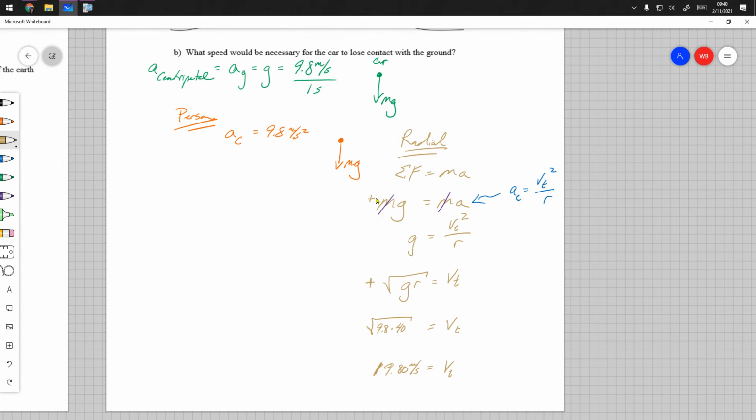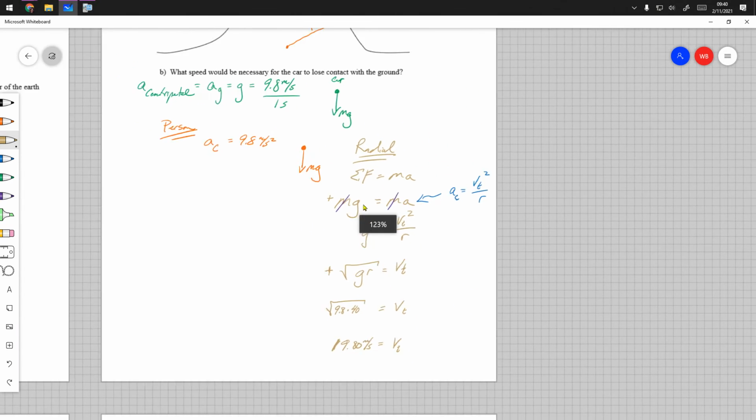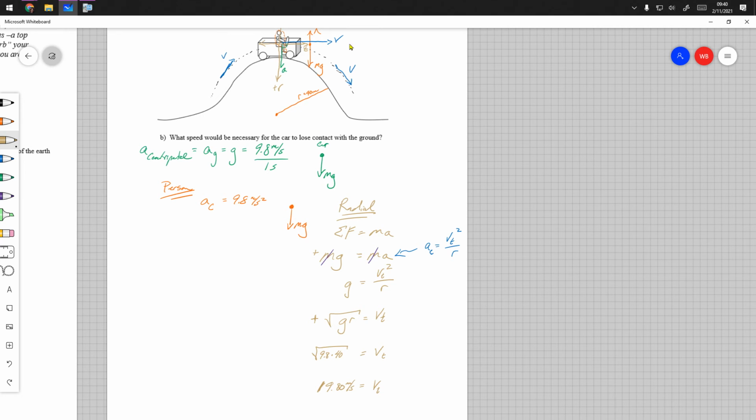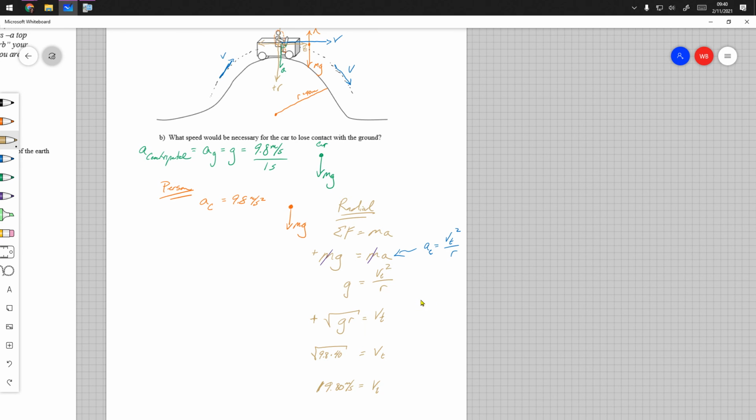Notice that this is a boundary condition problem: we solved it for when it has lost contact with the ground. Anything just less than this, it's going to have some normal force. Anything greater than this, now it's not even staying on the road and it's floating off the road. It's being launched off the ground and flying through the air. Oh, is that how ramps work? You launch off something and actually make a jump? Yeah, it's the same idea here.